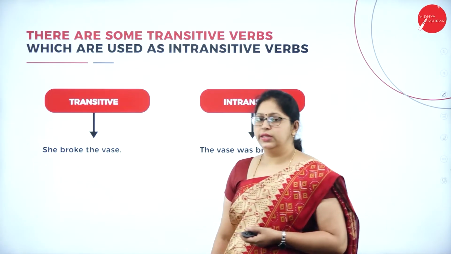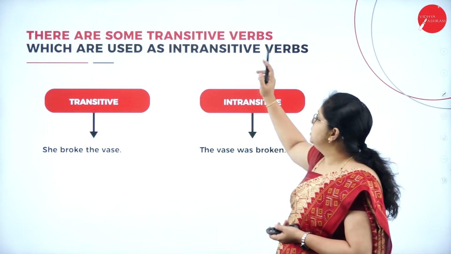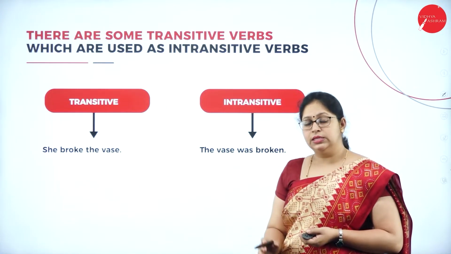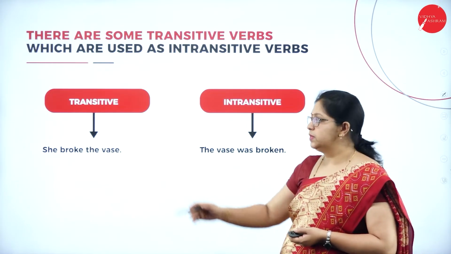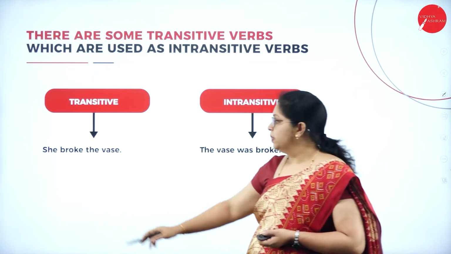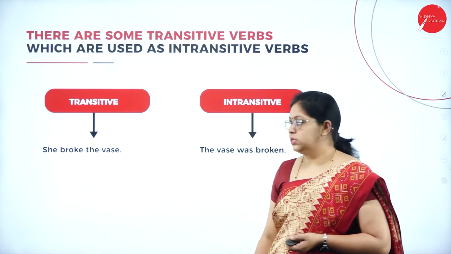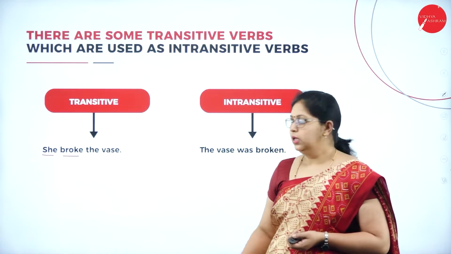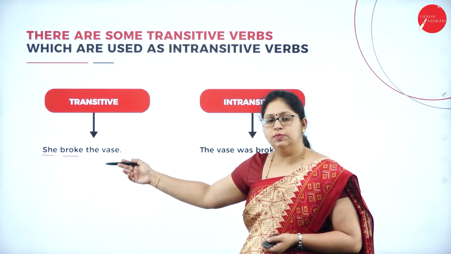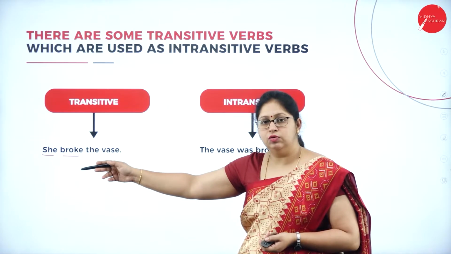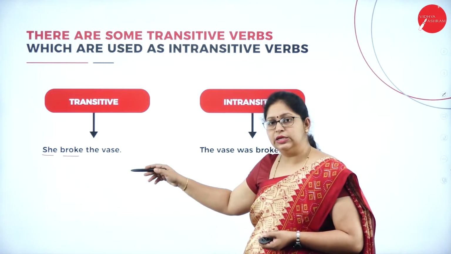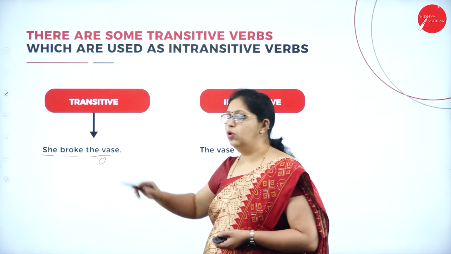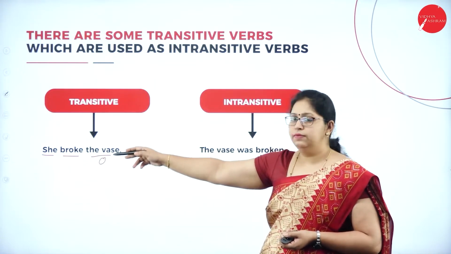Let us go to the next slide. There are some transitive verbs which are used as intransitive verbs. Let us see through the example. She broke the vase. She is the subject, broke is the verb, correct? So what is broken? The vase. Who is the receiver? The vase, correct? So this is the object. Here broke becomes the transitive verb.